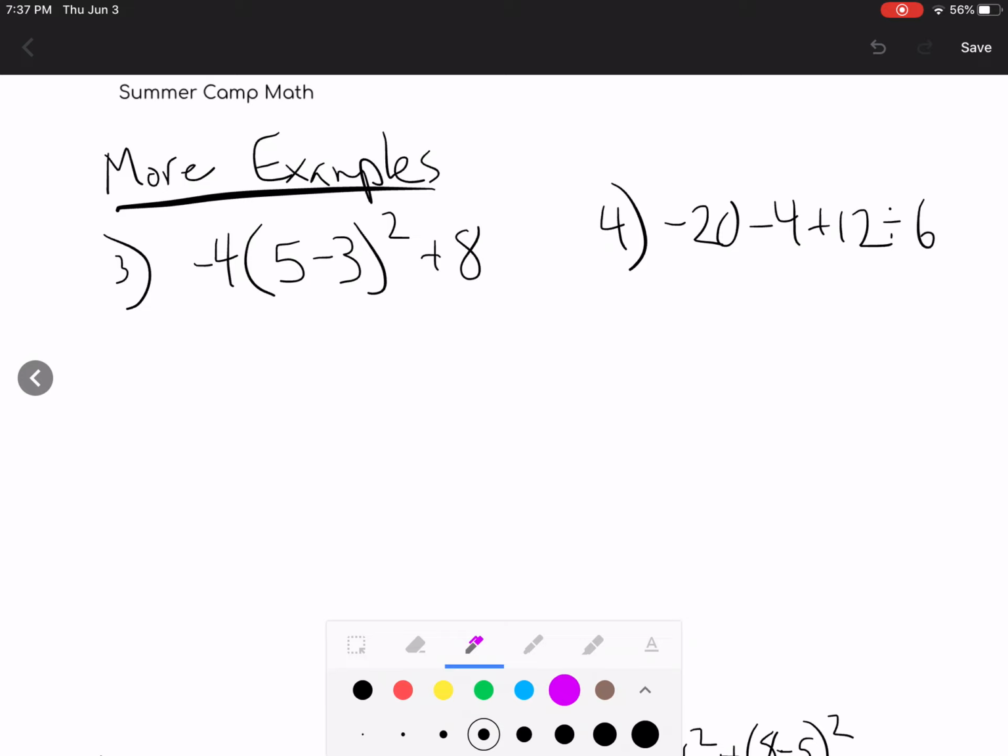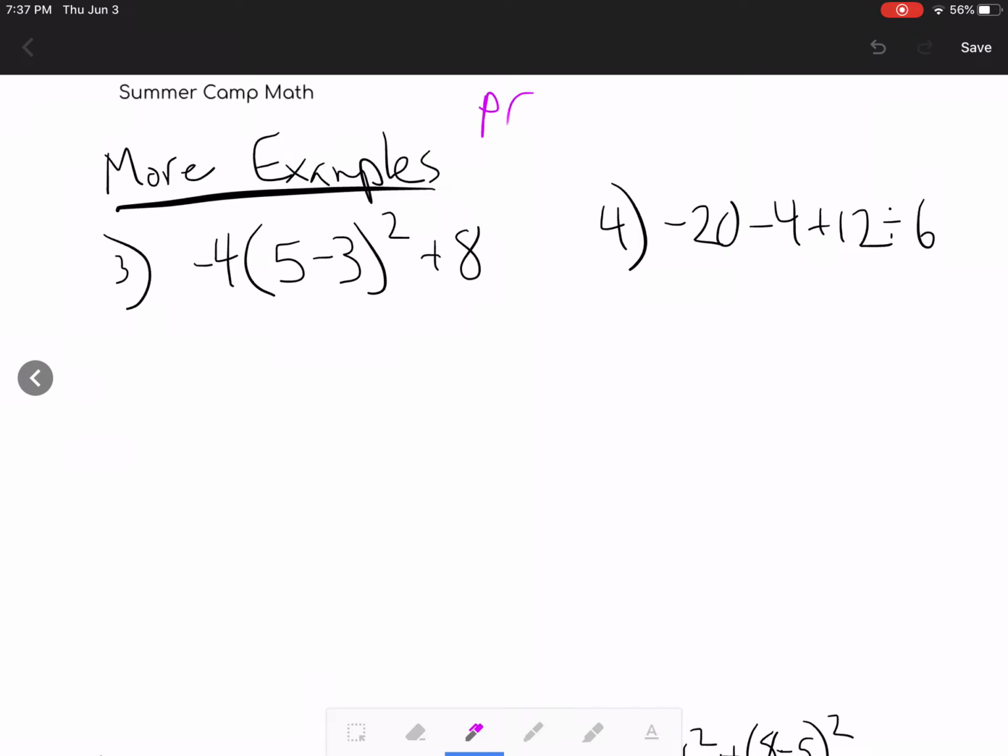All right, so let's stick with purple, why not? Okay, so here, first thing I want to do, or when you're doing these problems, I'd highly recommend you write PEMDAS either on the top of your paper or at the beginning of each problem. That way it's a constant reminder. So we'll start with our parentheses, and I also take care of these. So I'll go -4 times 2 squared plus 8.